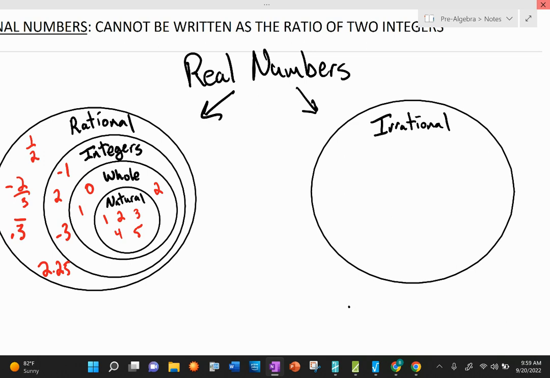So examples of irrational, the most popular one is pi. Other irrational numbers, we would say anything times pi. So we could say 2 pi. We could say the cubed root of 7.